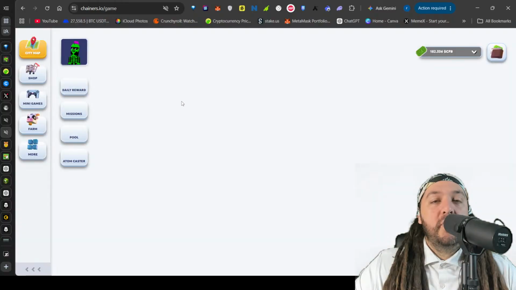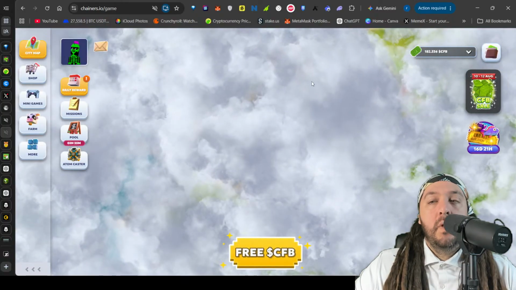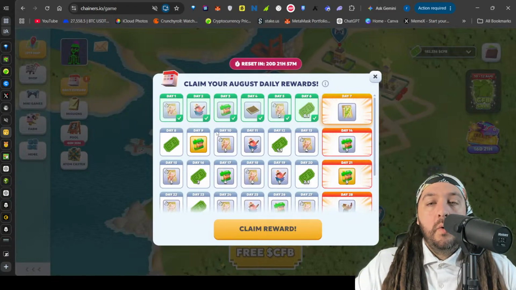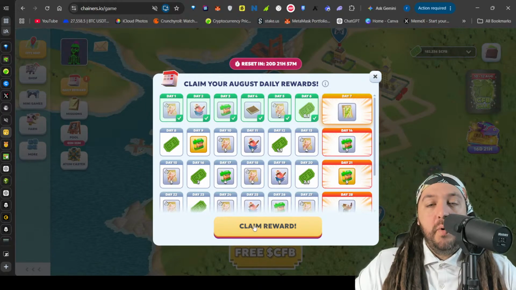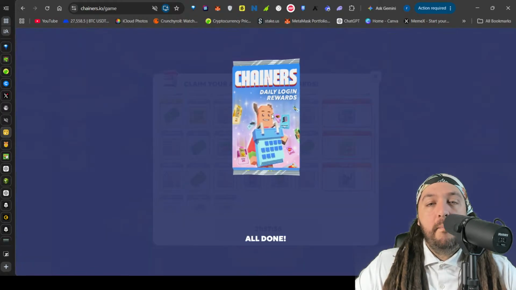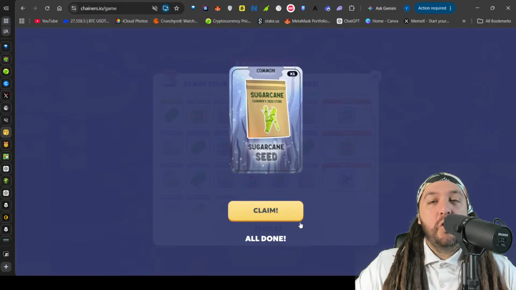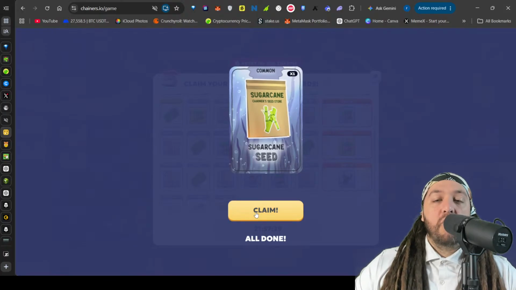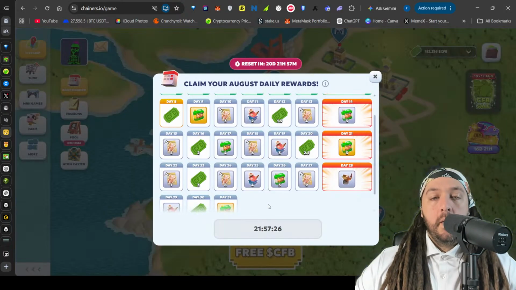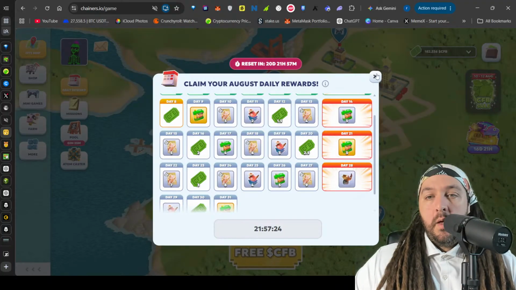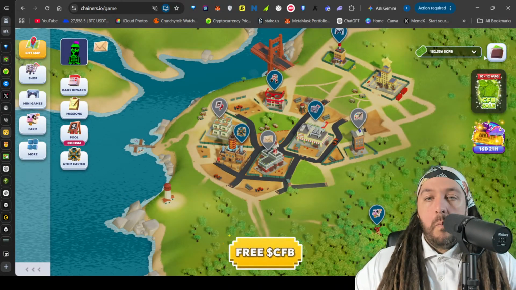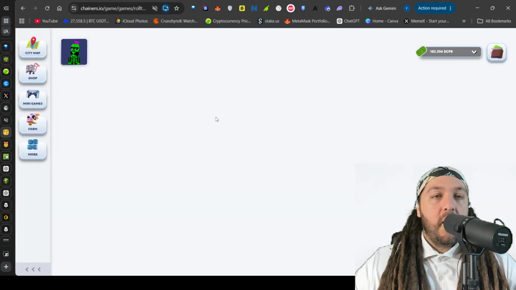Let's go to the map. Let's get our daily rewards here. What are they going to give us today? What is this? Bamboo? I'll take that. Oh no, it's sugar cane. Why does that look like a new backdrop? Get our item here.